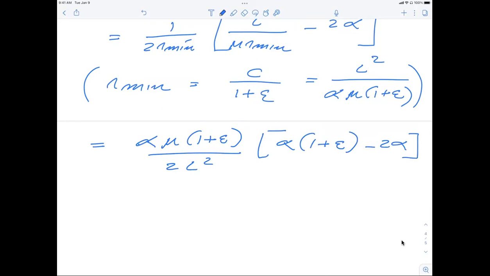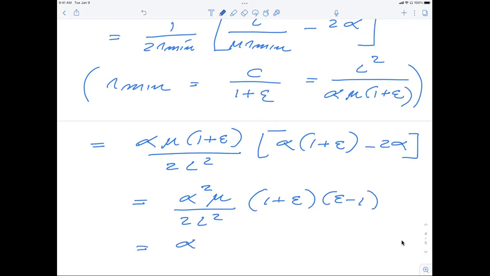And I can rewrite this one when I manipulate further. I'm going to get this to be equal to alpha squared mu divided by 2L squared. And then I have my value for 1 plus epsilon, and then epsilon minus 1. And this is simply alpha squared of mu divided by 2L squared of epsilon squared minus 1.